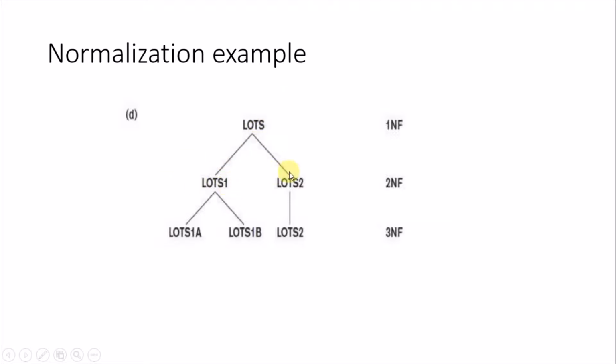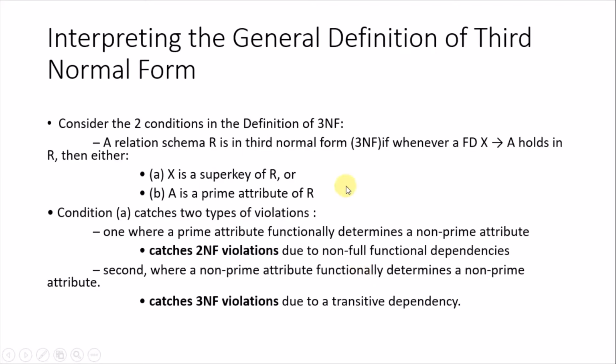Let's try to interpret the general definition of third normal form. So we know there are two conditions in the definition of 3NF. A relation schema R is in third normal form if whenever a functional dependency X to A holds in R, then either X is a super key of R or A is a prime attribute of R. These are the two conditions. So we can say that condition A catches two types of violations.